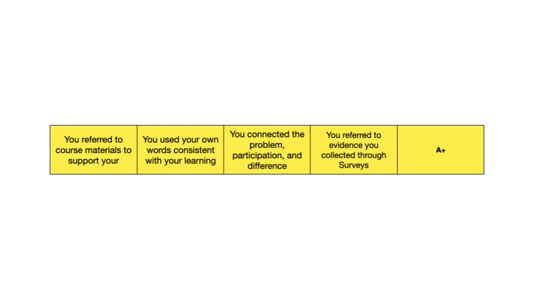And then again, just to remind you that for an A+, you will have referred to course materials to support your evidence, your work. You will have used your own words consistent with your learning. You will have connected the political problem, participation in politics, and then you'll show that difference and different experiences is what informs this. And then you'll refer to evidence that you collected throughout your surveys in order to get your A+. So I just want to give everybody an opportunity to be able to do that. And again, you have a few weeks to prepare, so please do probably watch this more than once.